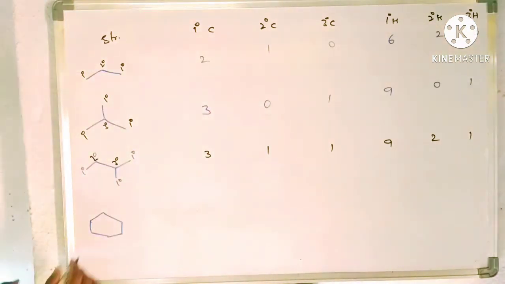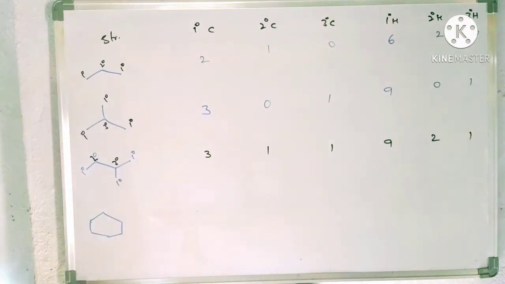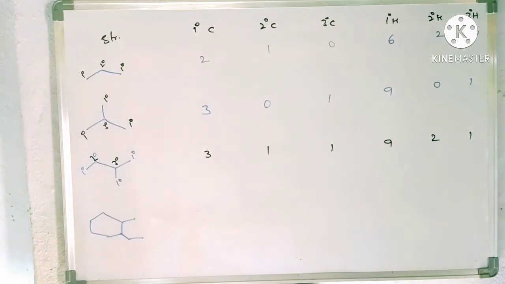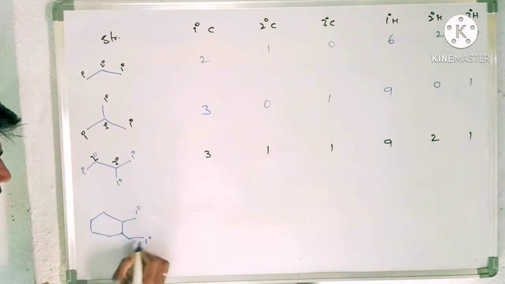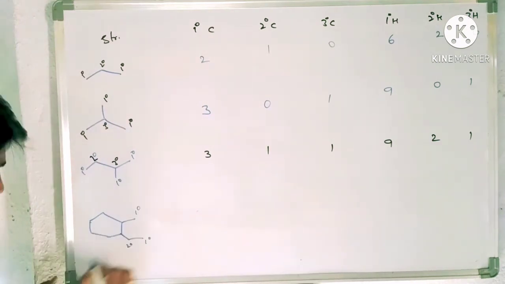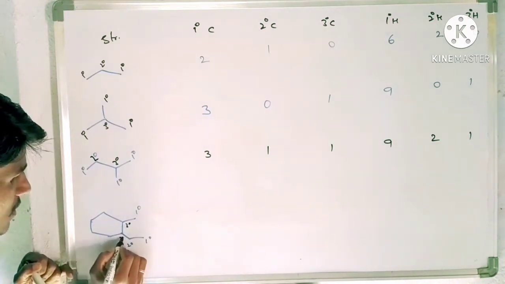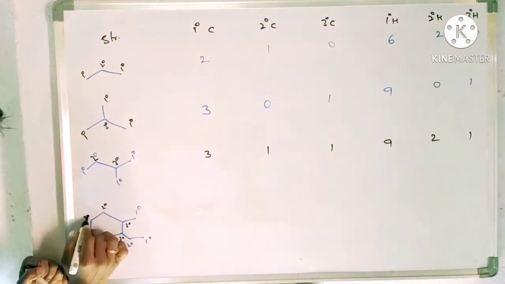Next, coming to here, this carbon is attached to only 2. Let's just change the structure. Now let us see here. This is a primary carbon, this is also a primary carbon, this is secondary, and this is a tertiary carbon. This carbon has 1, 2, 3 other carbons, so tertiary. The next ones are secondary, secondary.